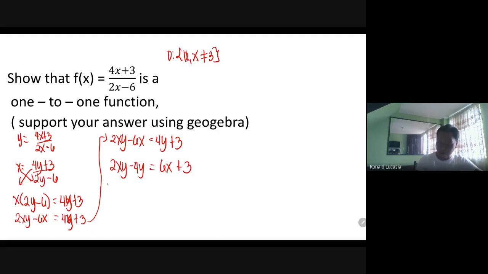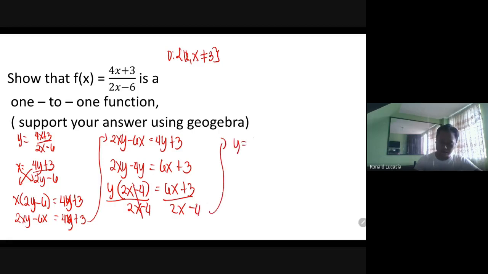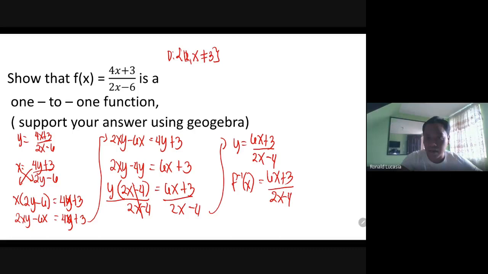Kailangan ko lang naman ng y, ano? Hindi naman kailangan natin lahat. So we have here y times 2x minus 4 is equal to 6x plus 3. Dividing both sides by 2x minus 4, our y there is 6x plus 3 over 2x minus 4. I think John Mark got it correctly. Very good. Nakuha siya.